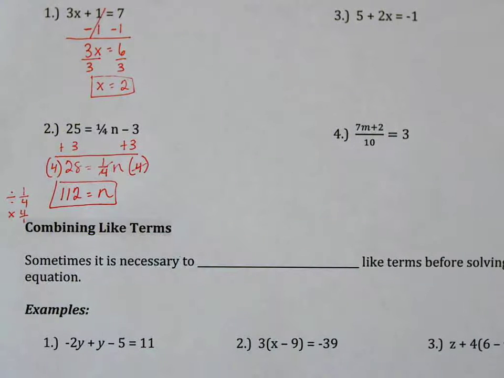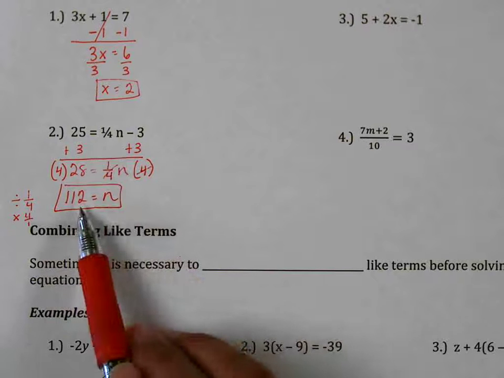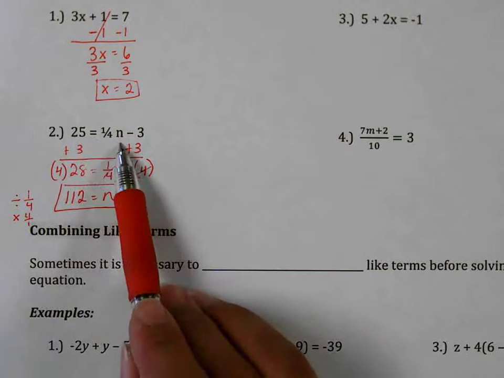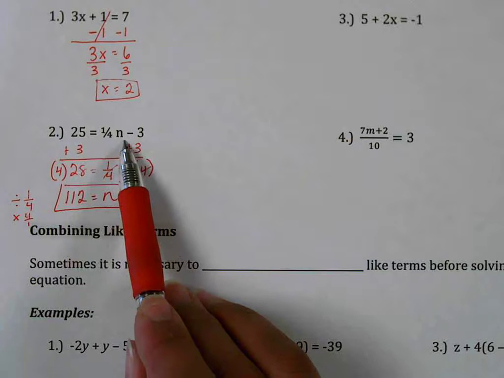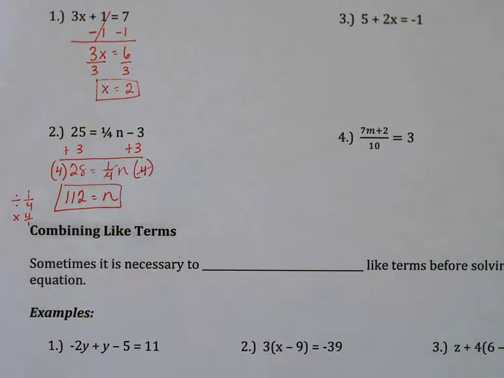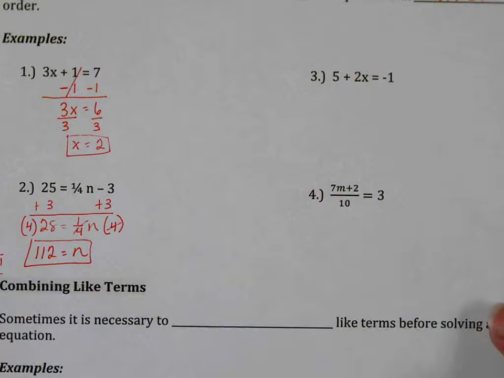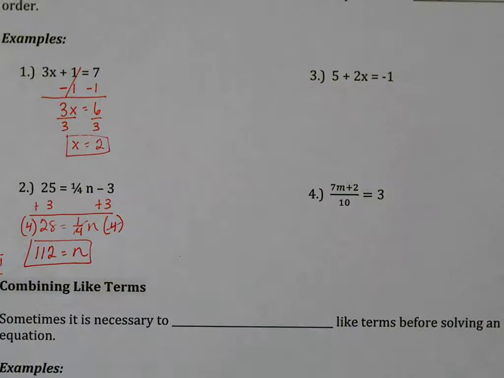Remember, you can always go back and check these. If you did 1/4 times 112 minus 3, 1/4 times 112 would be 28. 28 minus 3 is 25. Okay, I'd like for you to try number 3 on your own. So pause this and then we'll go over it in just a second.